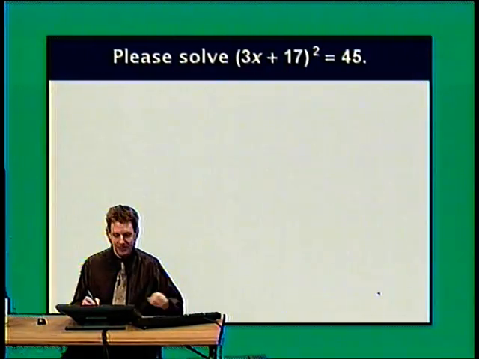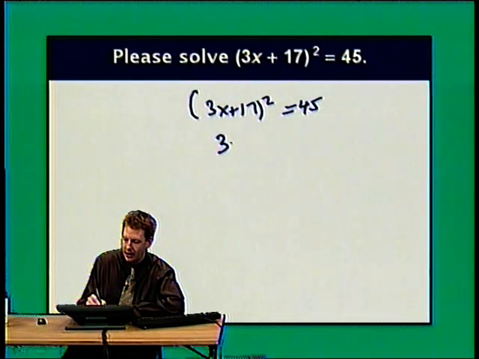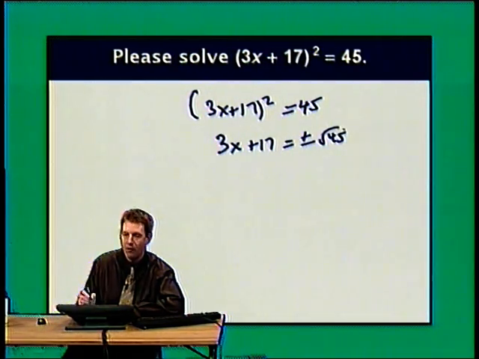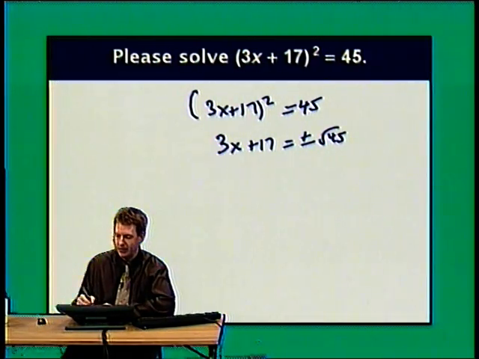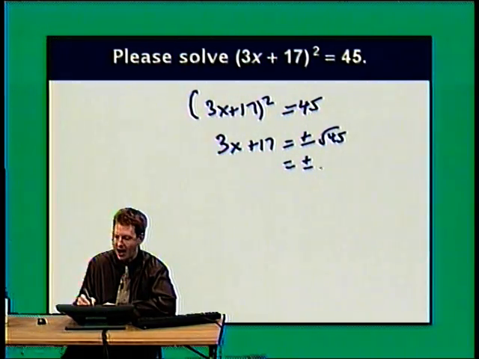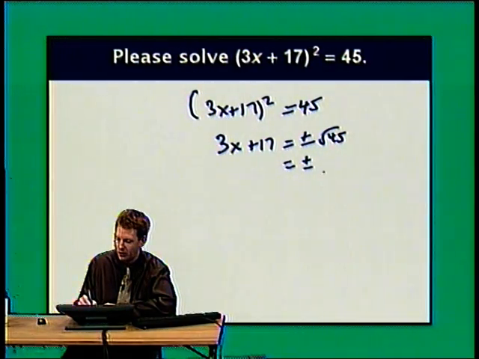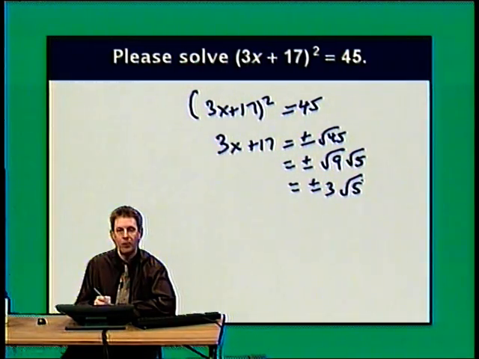All right, let's work this problem. 3x plus 17 quantity squared equals 45. Square root property. 3x plus 17 equals plus or minus the square root of 45. 45 is evenly divisible by 9, and 9 is a perfect square. So I want to think of 45 as 9 times 5, and one of our square root rules says, therefore, we can rewrite this square root as the square root of 9 times the square root of 5. So this is plus or minus 3 times the square root of 5.